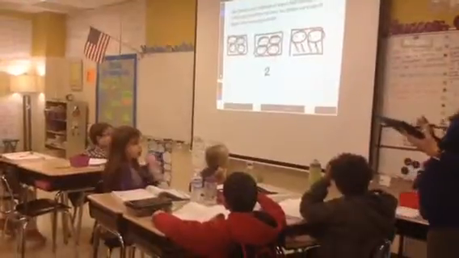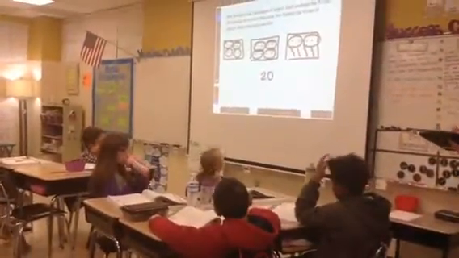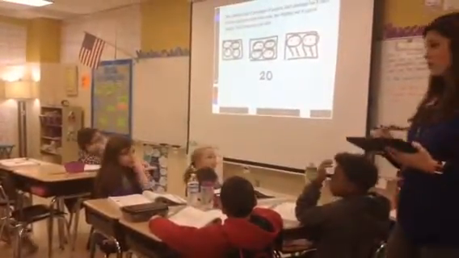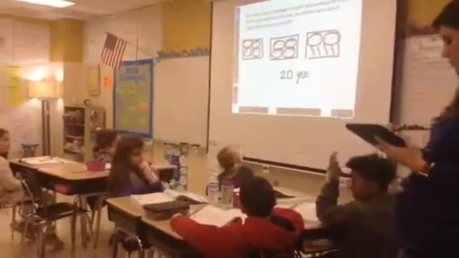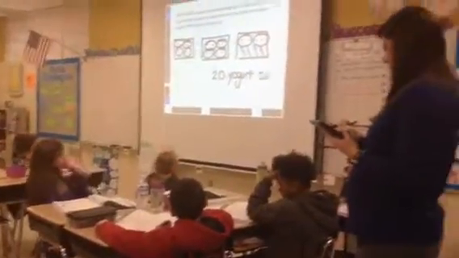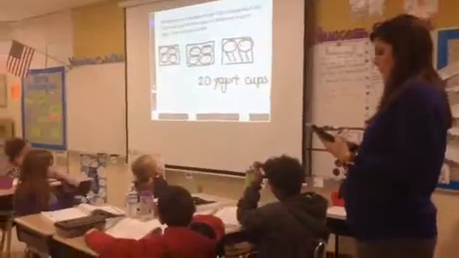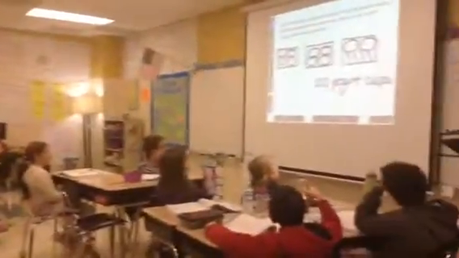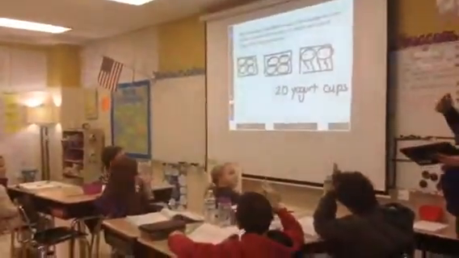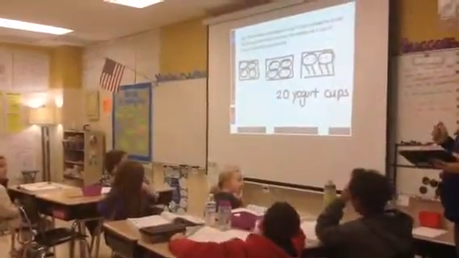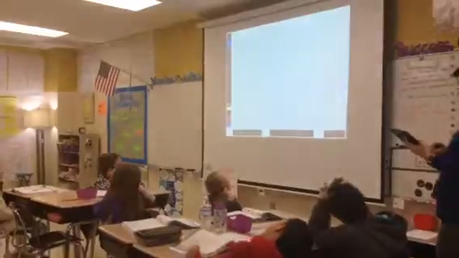So then what would your answer be? 20 yogurt cups. 20 yogurt cups. I see that. Alright, so would this be an acceptable way to model a problem when you're working on your own and with your group? Yes. Absolutely. What about this?